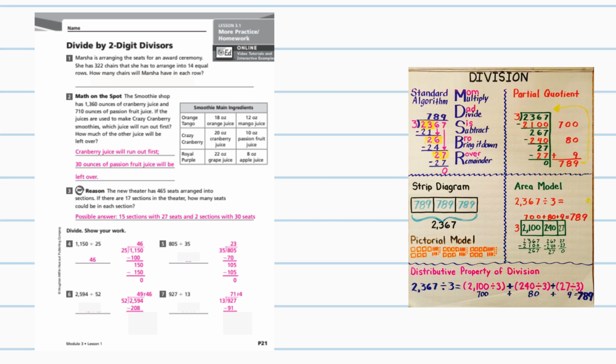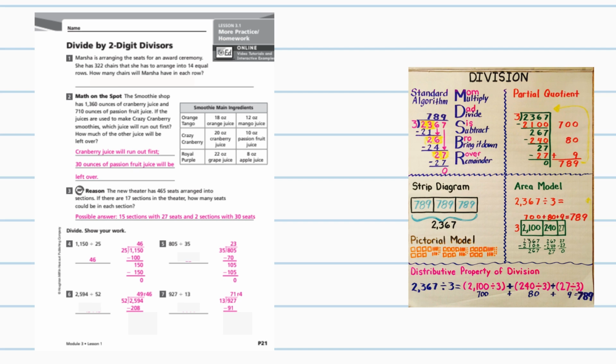Number 3, the new theater has 465 seats arranged into sections. If there are 17 sections in the theater, how many seats could be in each section? So you're going to divide 465 divided by 17. And your possible answers, 15 sections with 27 seats and 2 sections with 30 seats.